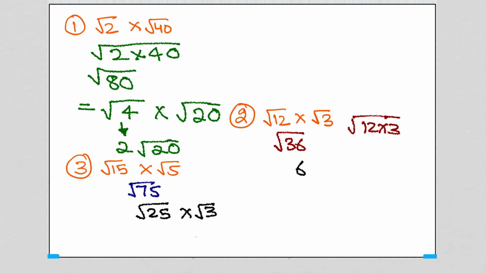So the square root of 25 is 5, and root 3 as it is. We can't do anything with root 3. It's already in the simplified form. That would be our answer.